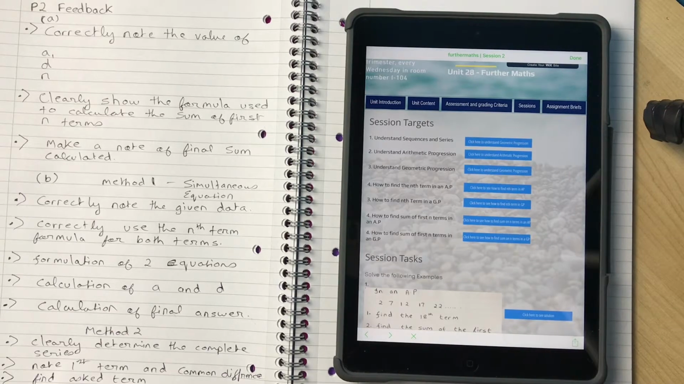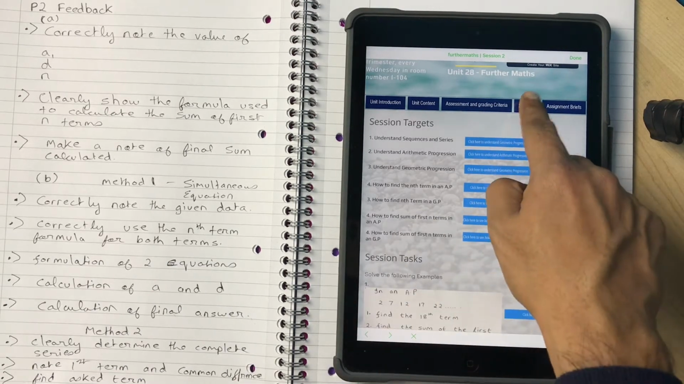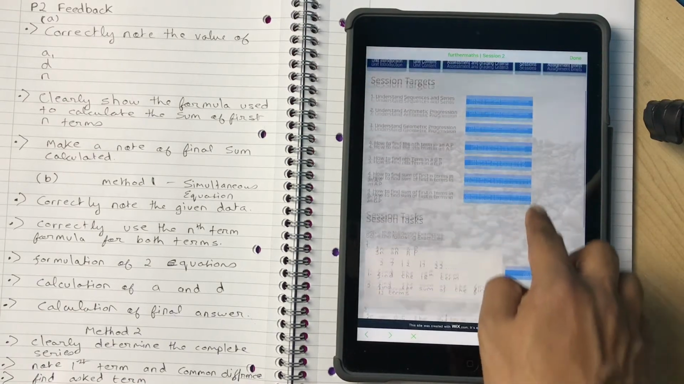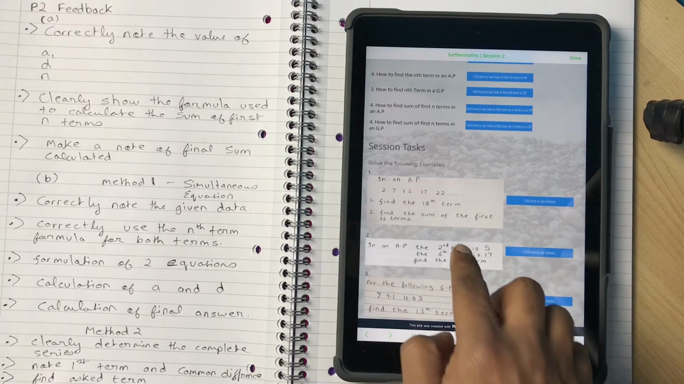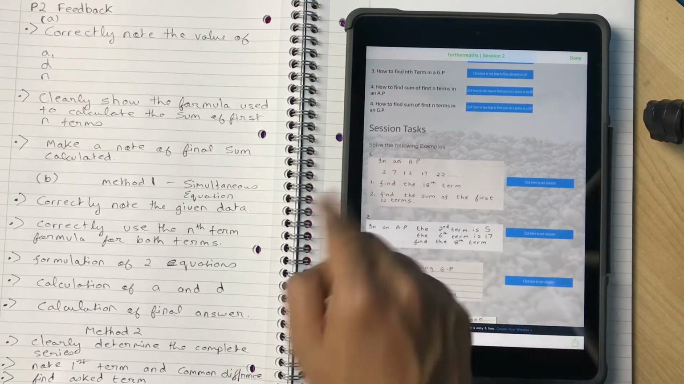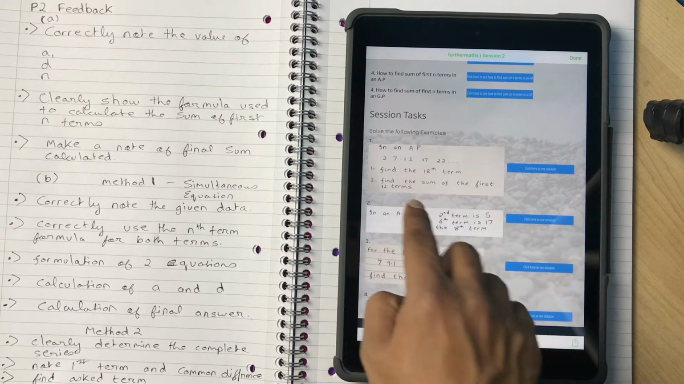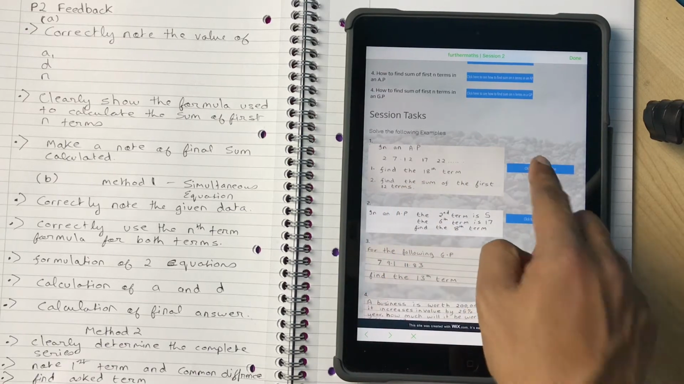Hi students, a bit of feedback for the P2 task that you are asked in your assignment. Now, in order to help you with the P2 task, you can visit session 2, and I have solved a similar problem. So if you take a look at the solved problem 1 that I have, find the sum of the first 12 terms.